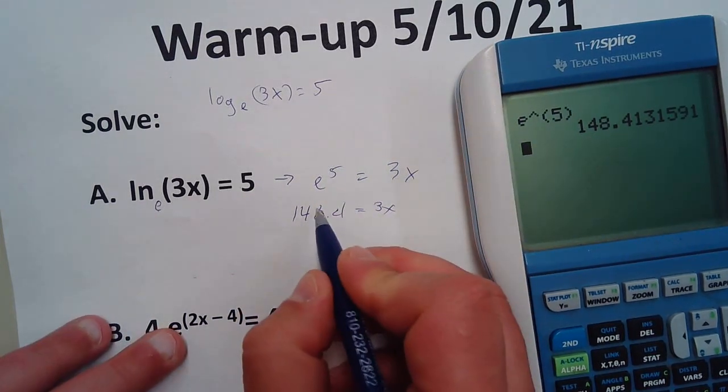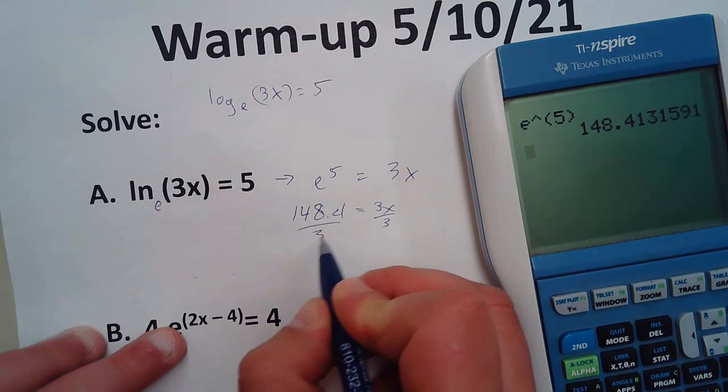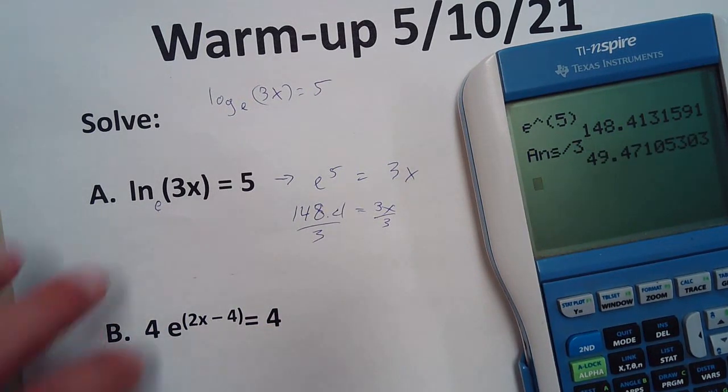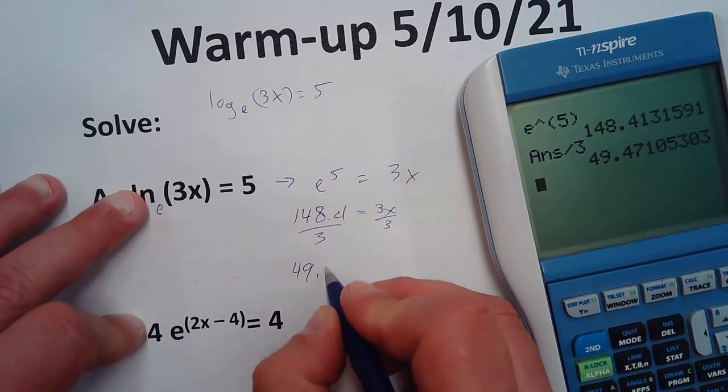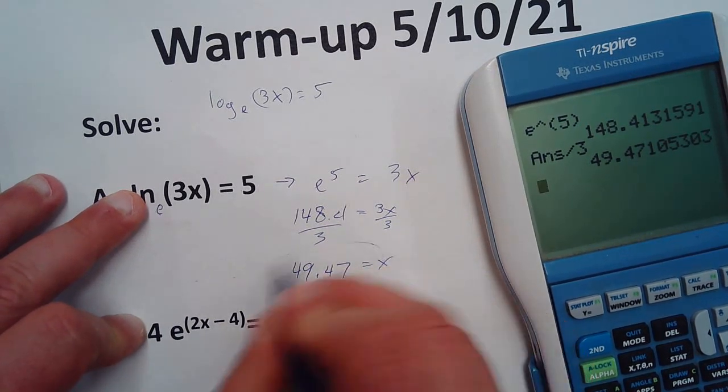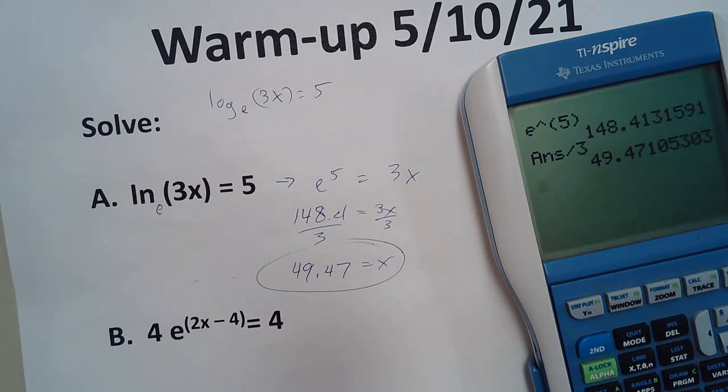All we need to do to solve now is divide by 3, and we've got ourselves an answer. So if I divide my value by 3, there we go. You can call it 0.5, 0.47. I don't know, it wasn't specific on what to round to here, so we're good either way.